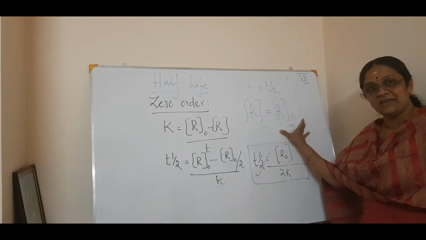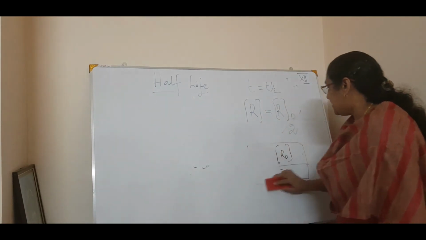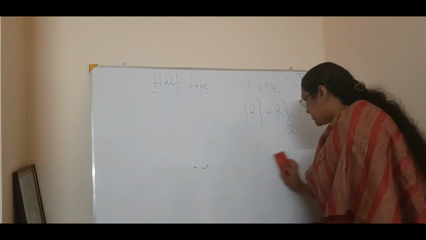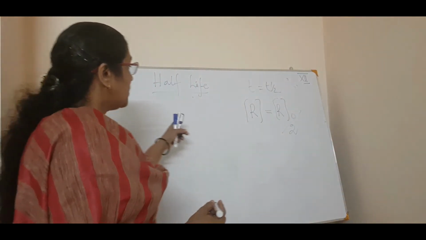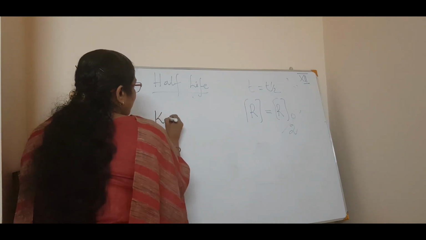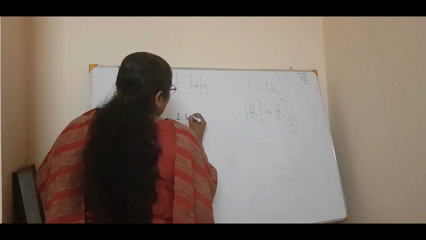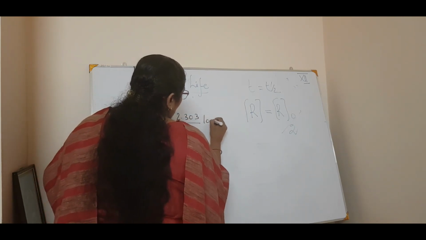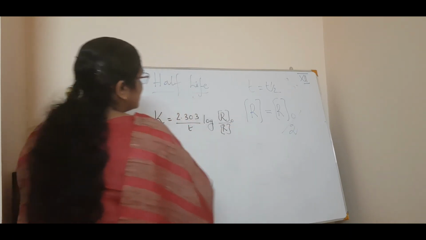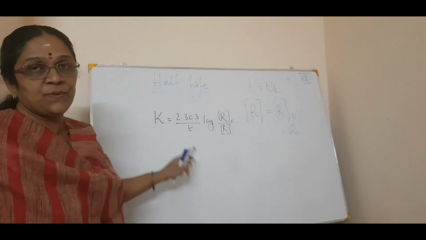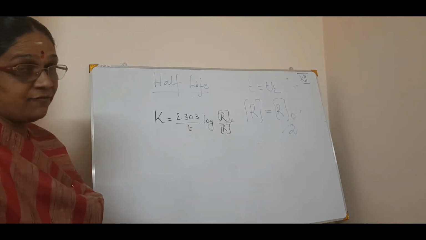Now we will say for the first order. What is the equation for T half for a first order reaction? Listen. What is the formula for a first order reaction? K is 2.303 by T log R0 by R. This is the rate constant equation. Very important, there are two equations, and the graph.